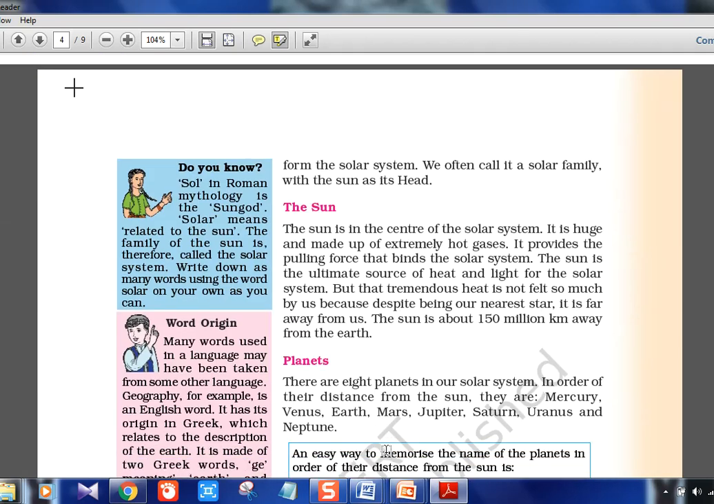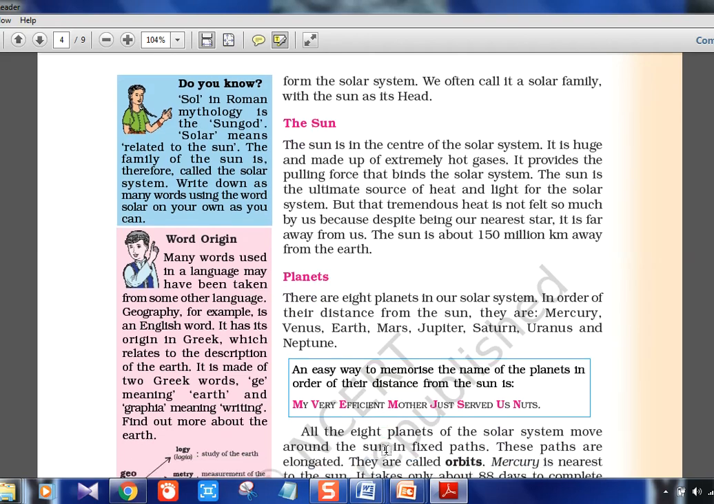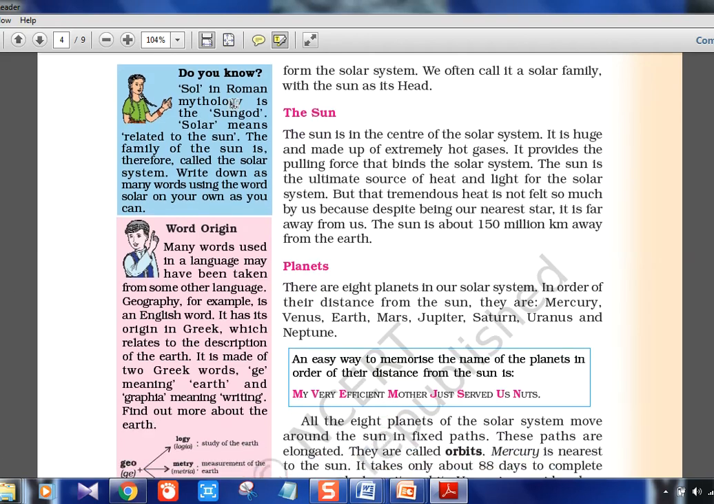So pictures obviously help you, that's why we are telling you to read the NCERT, okay. Again, these are all word origins, how the word solar came, how the word geography came, not very important. Sun is the center of the solar system. It is huge and made up of extremely hot gases. It provides the pulling force that binds the solar system. The sun is the ultimate source of heat and light for the solar system. But that tremendous heat is not felt so much by us, despite it being our nearest star. It's very near to us compared to other stars, but still it is 150 million kilometers away. That is why we don't feel that total heat, okay.